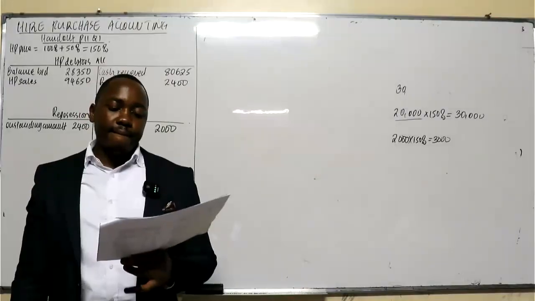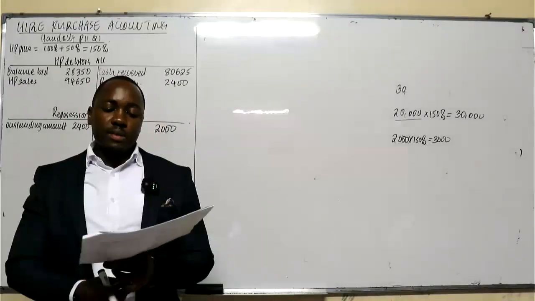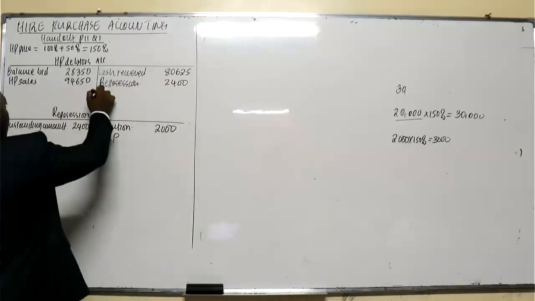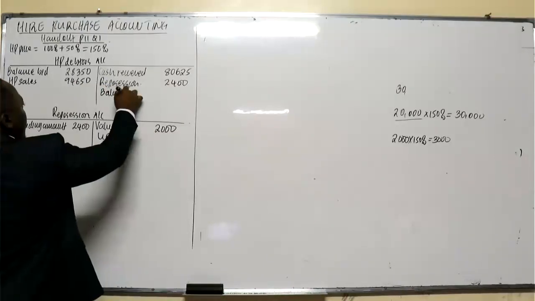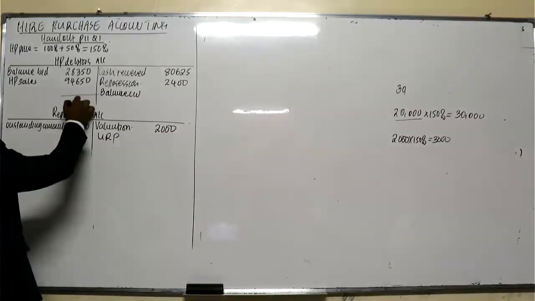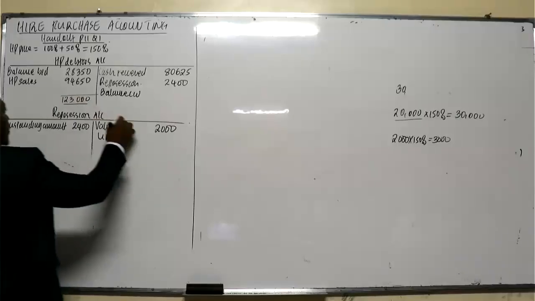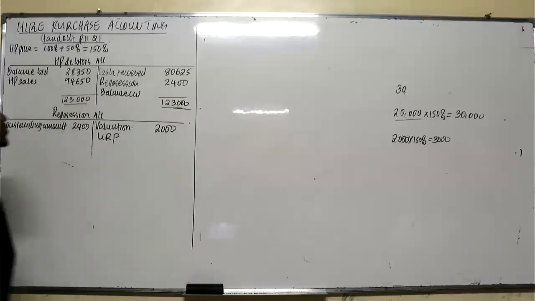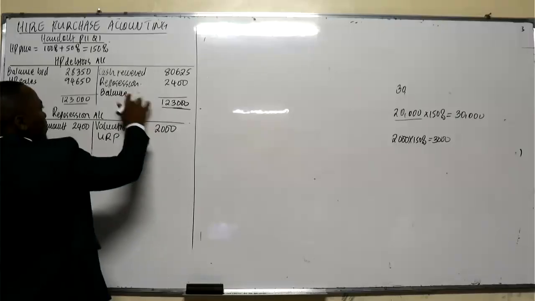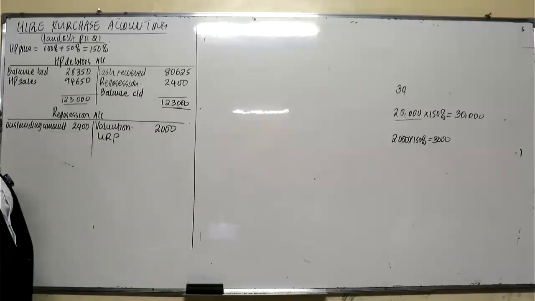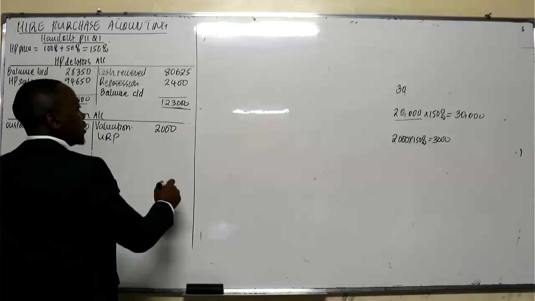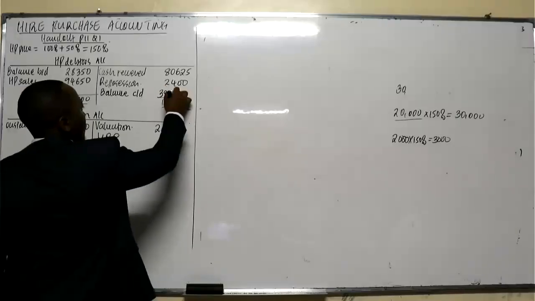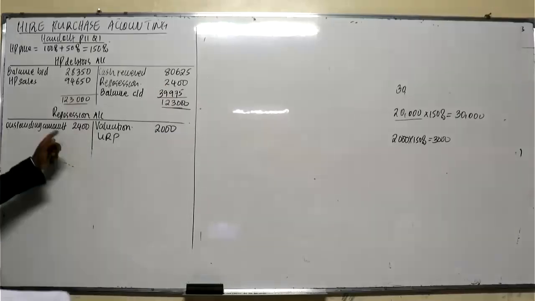Required: income statement for the year ended 1st of December 2017 and the statement of financial position. Now, before we prepare the financial statements, let's close our accounts so that we determine the balance carried down. How much will be the balance carried down? That's 9,975.